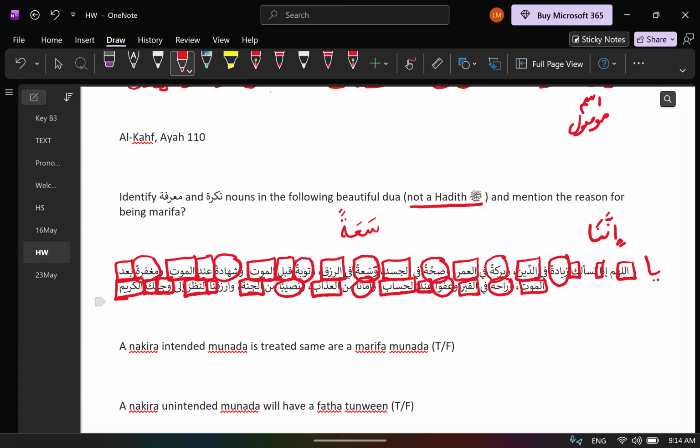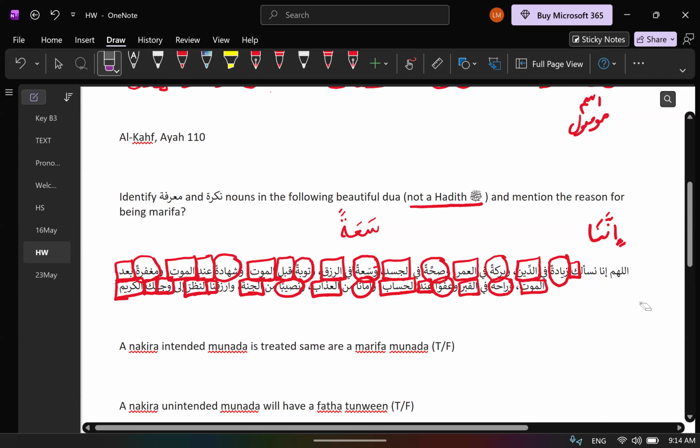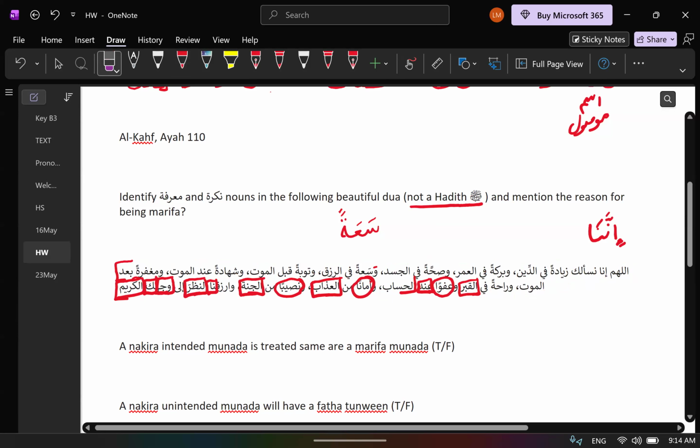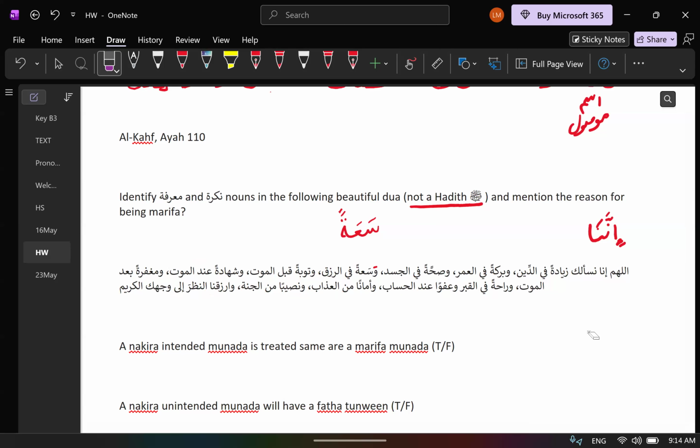Next is brother Amir. So brother Amir, would you like to translate it for us? I'll erase all of these, and then if you can translate this dua for us. Second try. Yes, go ahead. Allahumma, O Allah.